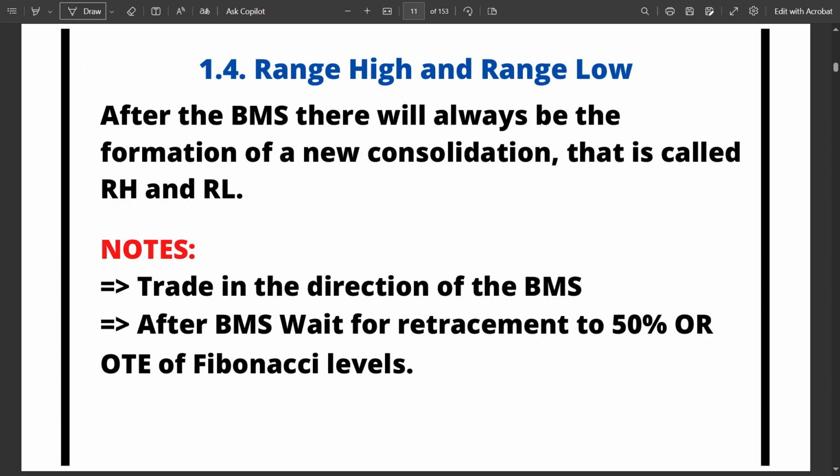Regarding range highs and range lows, a new price consolidation forms after every BMS, known as the range high and range low. This price stabilization always happens after a BMS. It is emphasized that this always occurs. Another point is that we should trade in the direction of the BMS, which is clear. After a BMS, we should wait for a retracement or correction to the 50% Fibonacci level or other Fibonacci levels. The OTE is another possible entry point after the BMS when the market corrects.